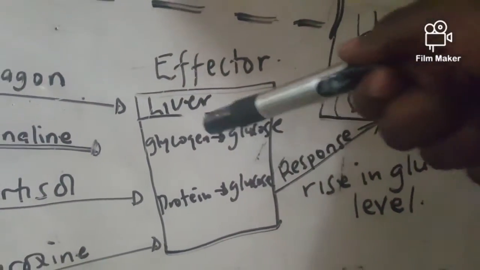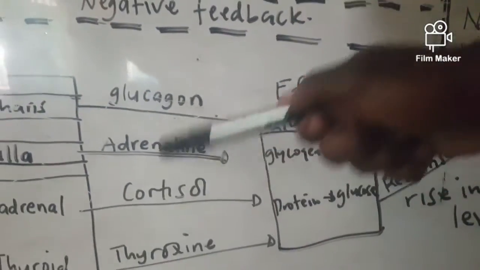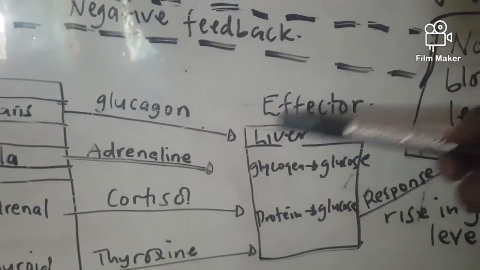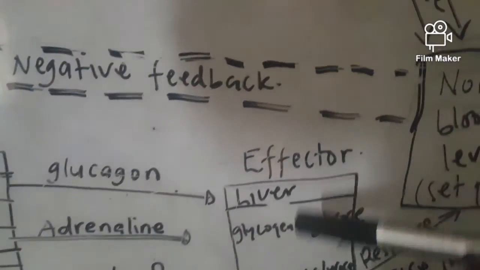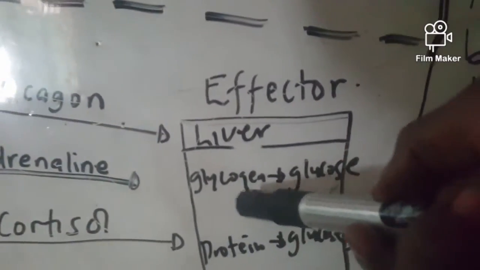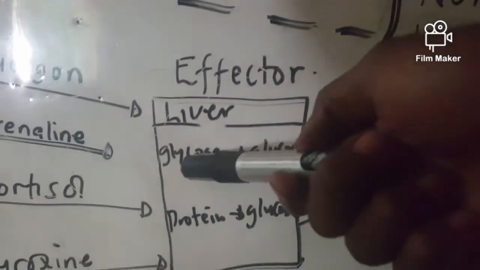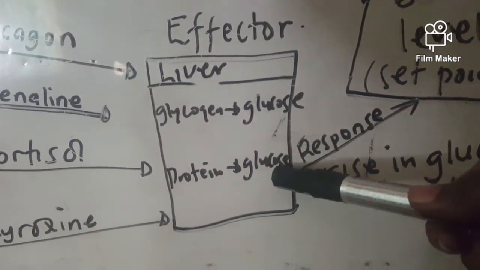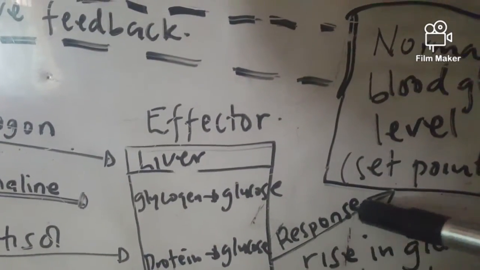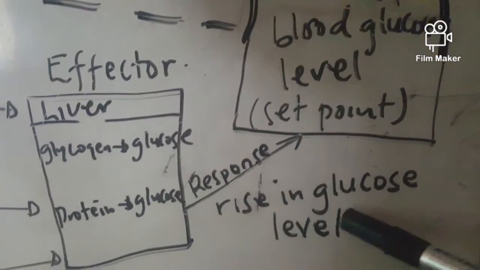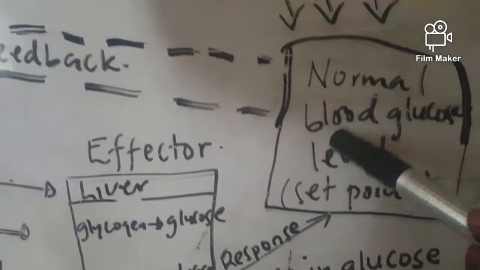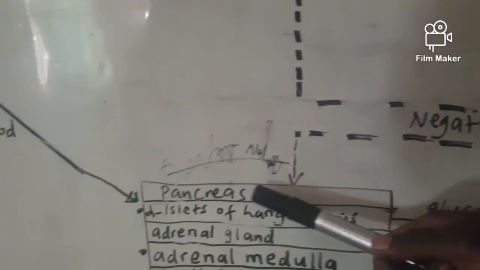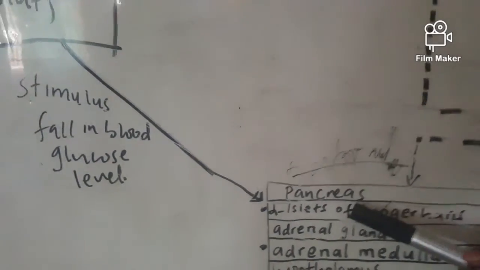And here the effector, which I've named the liver, receives glucagon, adrenaline, hydrocortisone or cortisol, and thyroxine, which will bring about the following: glycogen conversion to glucose, that is glycogenolysis; protein conversion to glucose. All that will result in a response, which is the rise in blood sugar level to the normal. After rising to the normal, there will be a feedback taken to the detector and regulator that the set point has been restored.